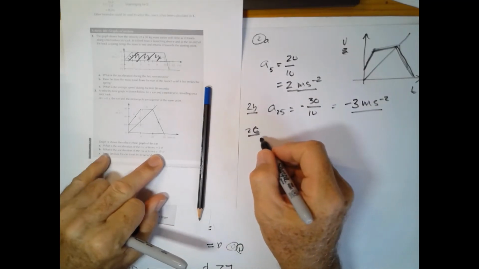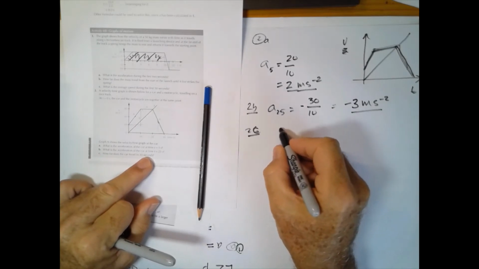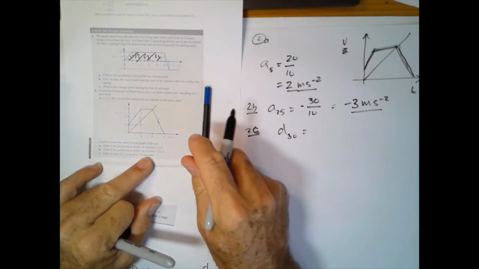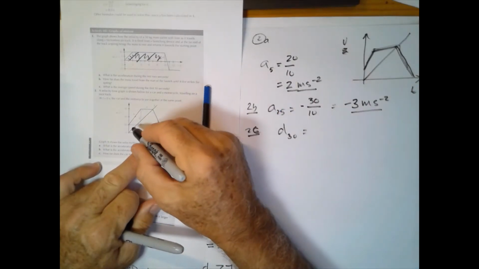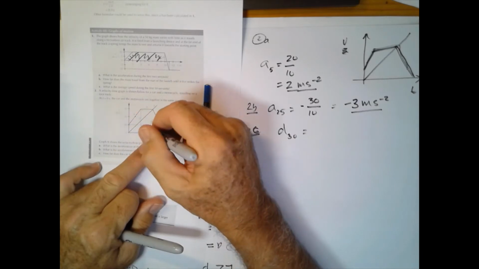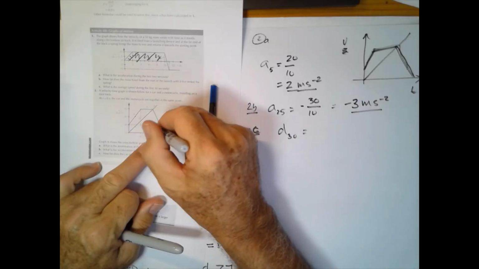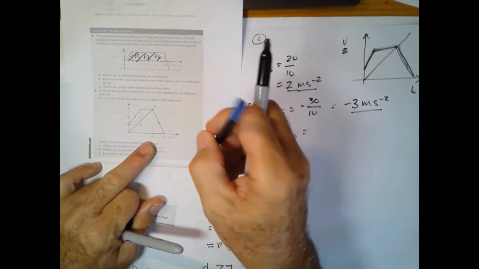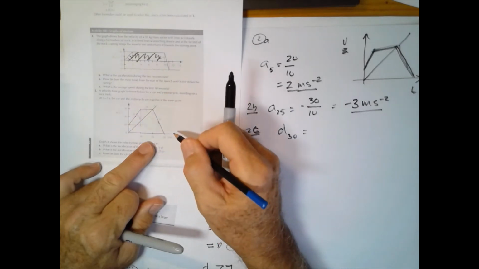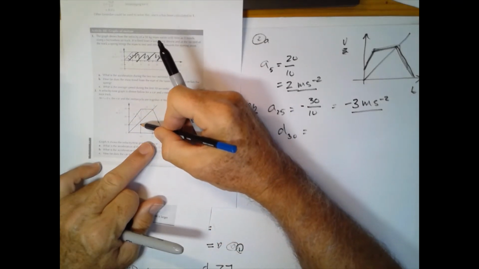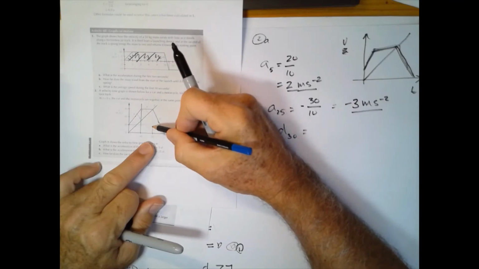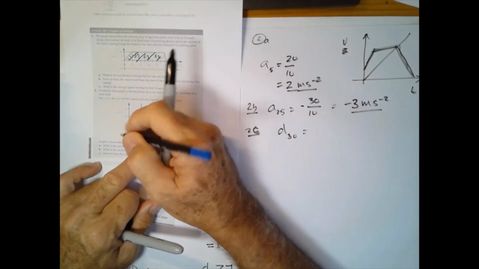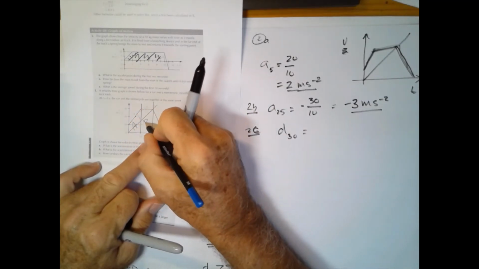2c. How far does the car travel in 30 seconds? Remember that on a velocity time graph, displacement is the area under the graph line. So the displacement is equal to this total area here, and again we're going to have to divide it into 3 sections and calculate the area under this first shape, the second shape and the third shape.